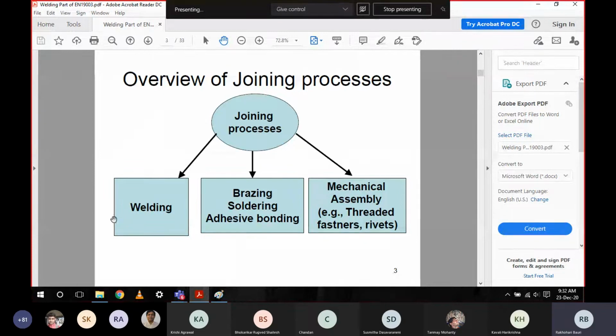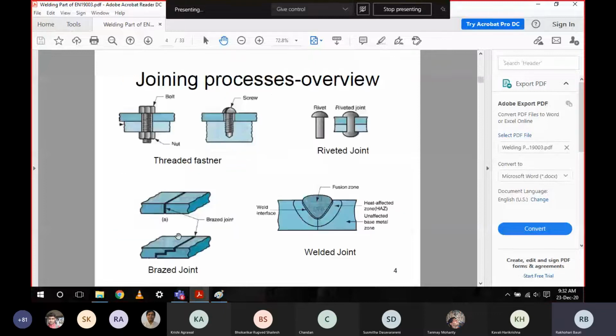And the first joining process is welding. So welding is a kind of permanent joining. You are joining completely or permanently. Now let's proceed. These are some of the examples. See here, nuts and bolts. This is a kind of mechanical bonding.